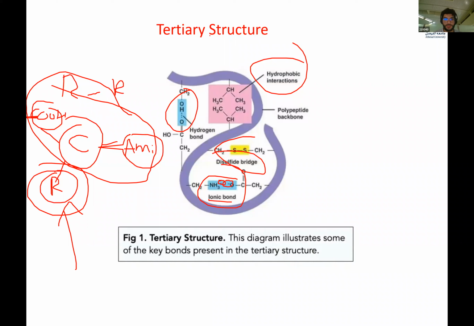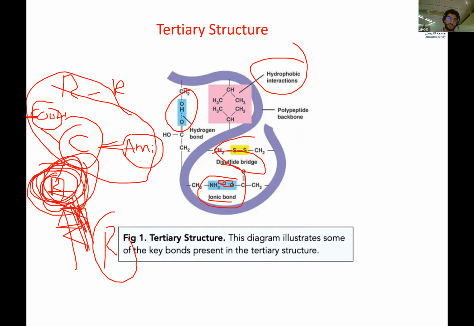Is it electrostatic interaction? Yeah, it is. Just another name for it. This R chain is what determines the specificity of the amino acid. Now the R group of this amino acid interacts with the R group of another amino acid, so they interact together.